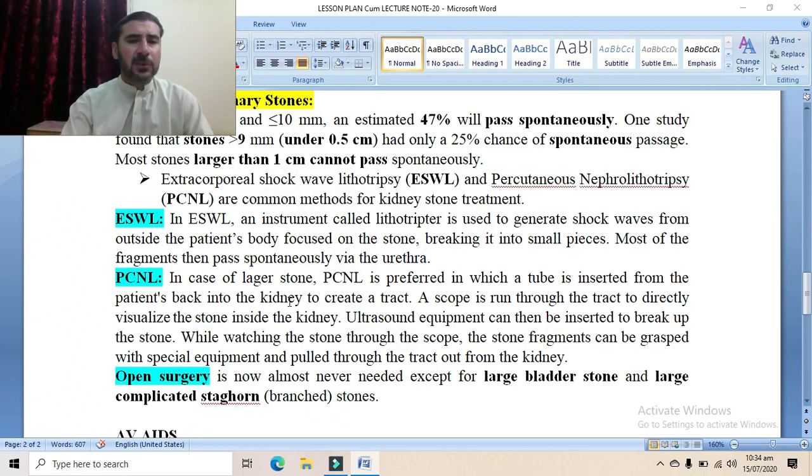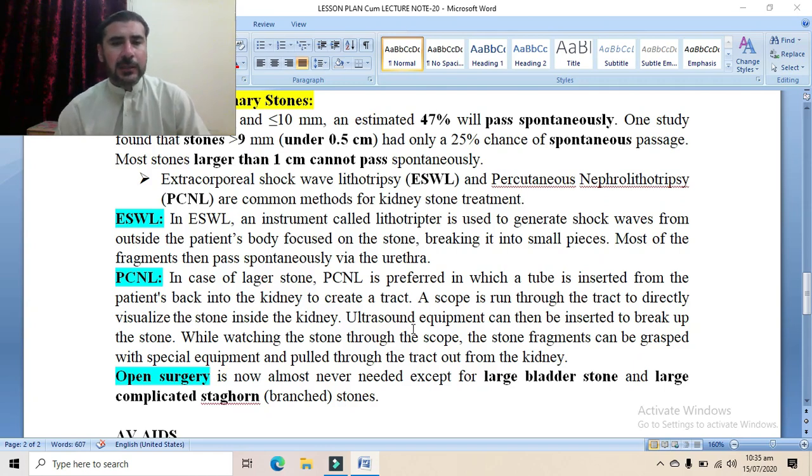The second procedure is PCNL. In case of larger stones, PCNL, percutaneous nephrolithotripsy, is usually performed. In this case, a tube is inserted from the patient's back into the kidney to create a tract. First, a tract will be created, for which a tube is inserted into the patient's back to reach the kidney. Then, through a scope, the kidney or the bladder, wherever there is a suspected stone, is visualized, so that we see where the actual stone is located.